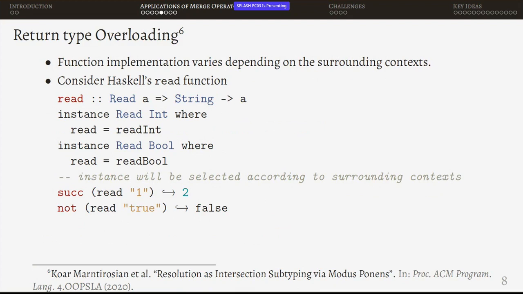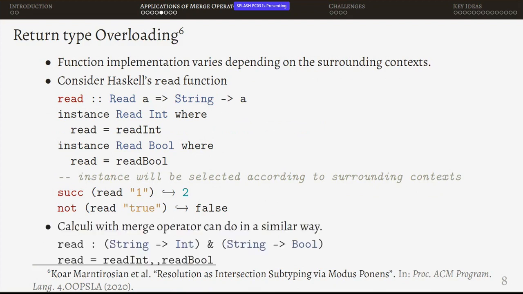Here, we have the successor function, which expects an int argument. So the int argument is the surrounding context. And we apply the successor function to the read string 1. The ReadInt will be automatically selected, and we will get the result integer 2. And with the calculi with merge operator, we can do a similar thing. We can define our read function by merging ReadInt and ReadBool.